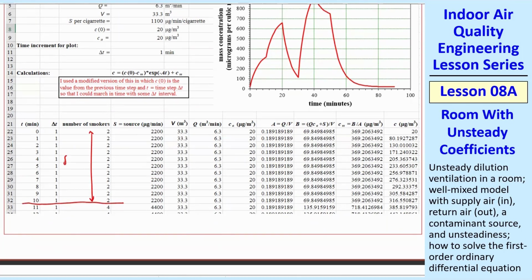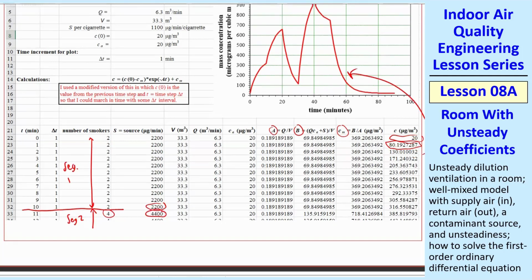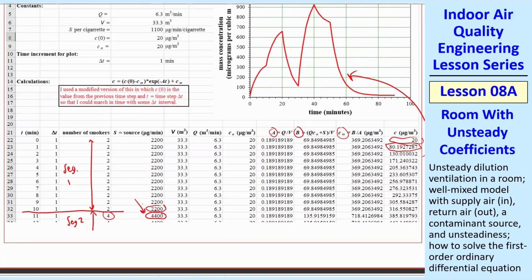This goes on, but I can show you that the first 10 minutes had 2 smokers. So this is our segment 1. And then segment 2 starts right after 10 minutes, and that has 4 smokers now instead of 2. So my S goes to 4,400 instead of 2,200. Volume, Q, and CA are constant the rest of the way. And then for each segment, I calculate A, I calculate B, I calculate CSS. But starting here, I use that exponential equation, and then this is what I'm plotting. And at each 10 minutes, I change S, nothing else.